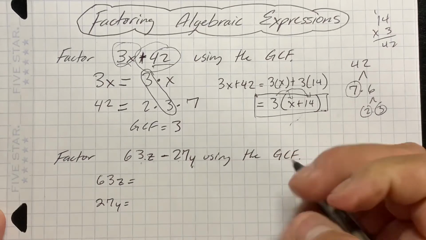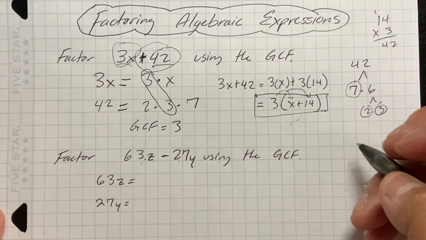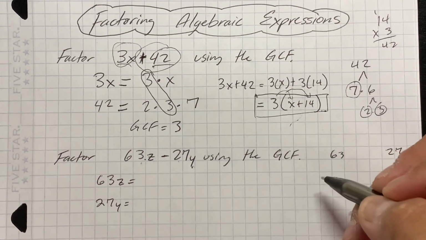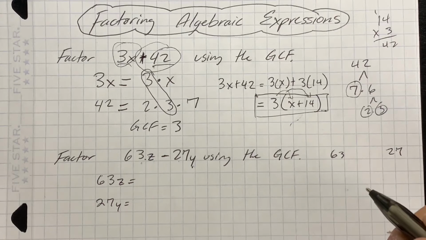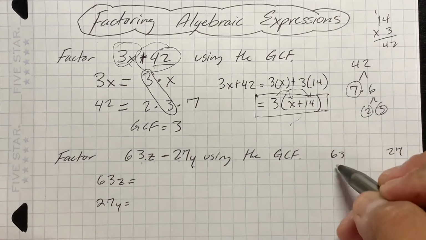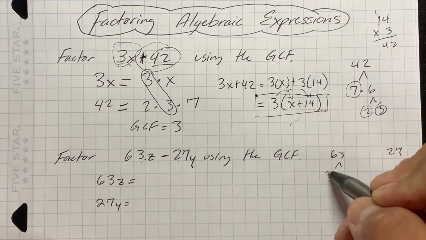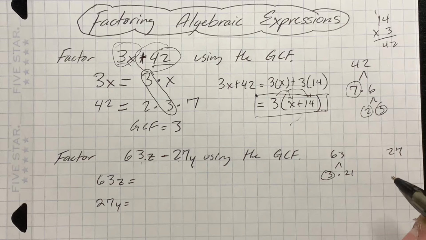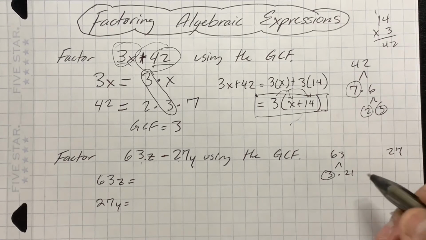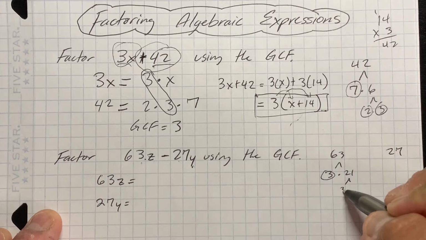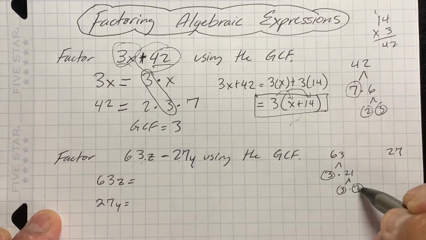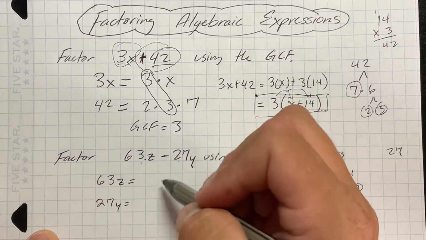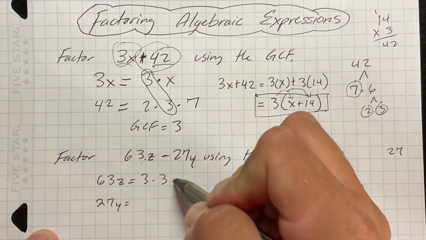Okay. Let's see. Let's break them into primes. So 63 and 27. I do know that if I take 63 and divide it by 3, 3 is prime, times 21, and 21's composite. So 21 divided by 3 is going to be 7. And there you go. 7's prime, 3's prime, and 3's prime. So I'm going to write 3 times 3 times 7.